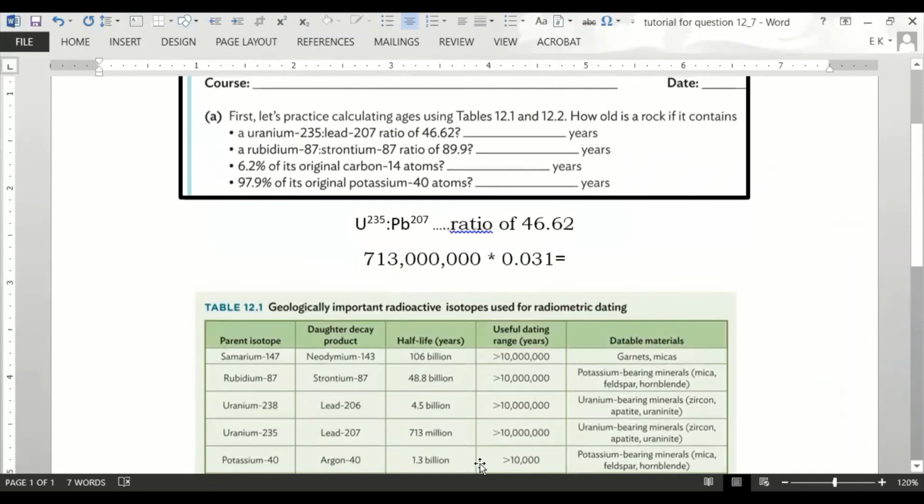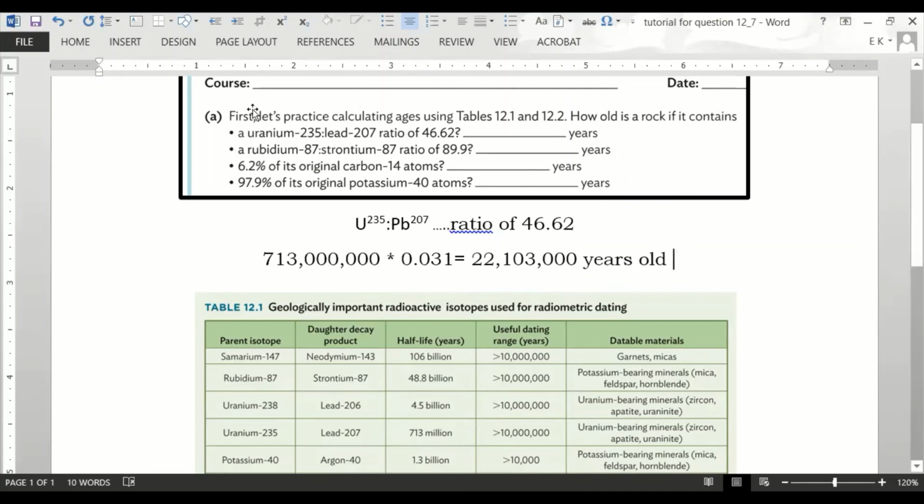And then you do the calculation. So take a minute and do the calculation. You could pause the recording to do the calculation before I give you the answer. And then you should get 22,103,000 years old.